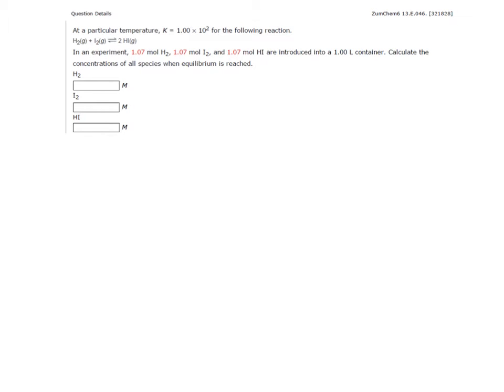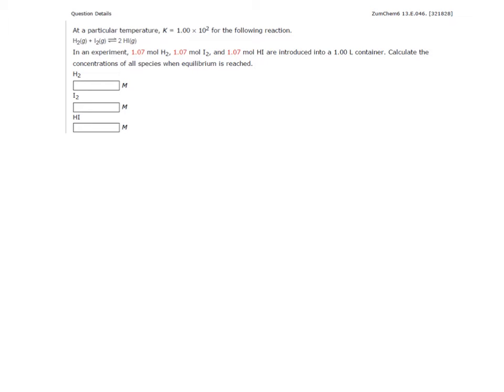In this problem, they give us a value of K and a balanced chemical equation along with some information about the initial numbers of moles in a reaction vessel. And from that, we're asked to calculate the concentrations of all species once equilibrium has been reached.